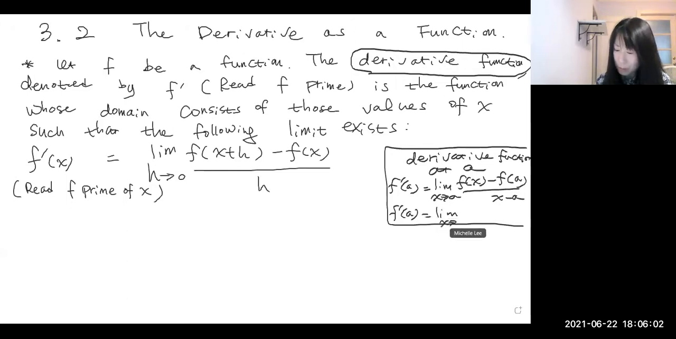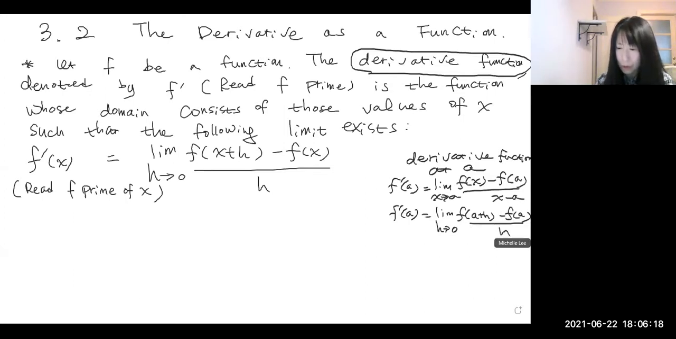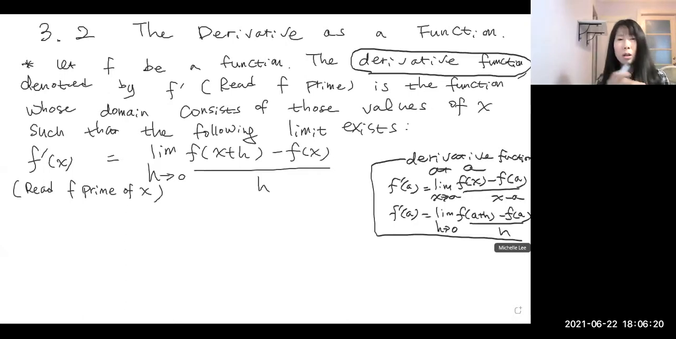Oops, h. Limit h approach to 0, f of a plus h minus f of a over h, right? So we did a 2 formula, alternative, the formula, right? We are using that, but this time it's a derivative of function. That's why we are using x instead of one particular point at a, right? Can you see the difference? All right.